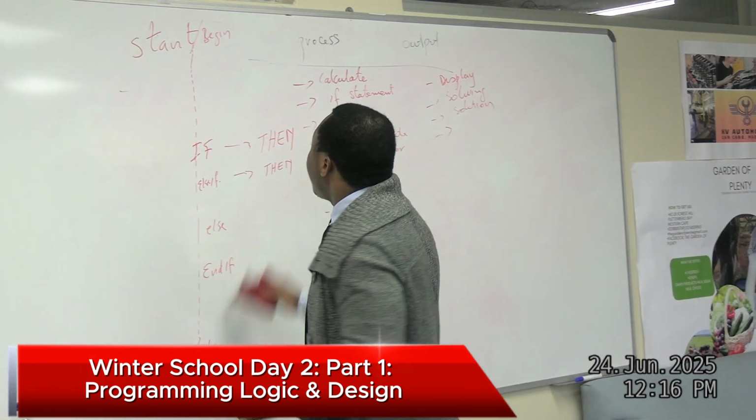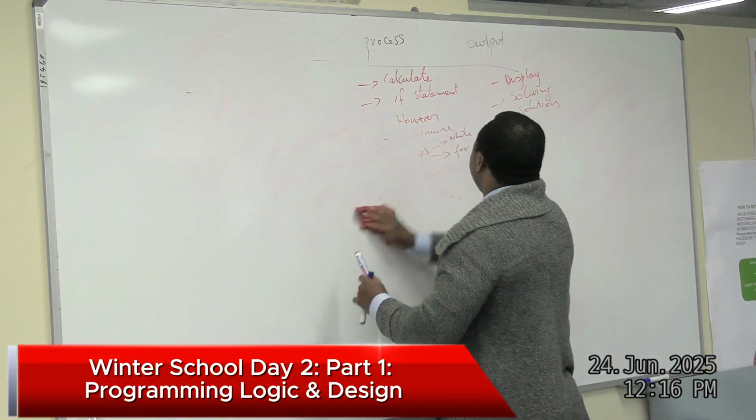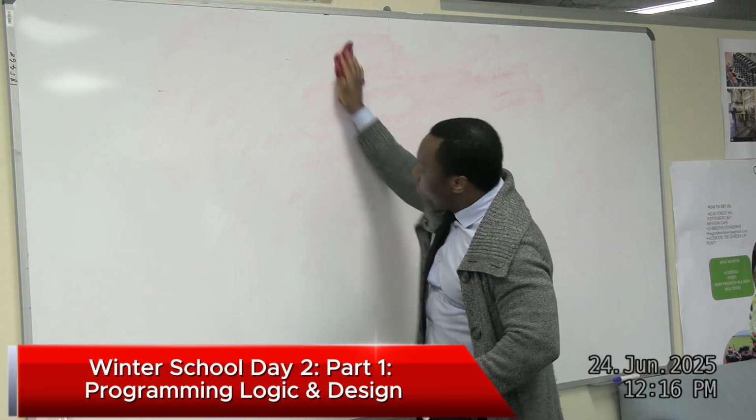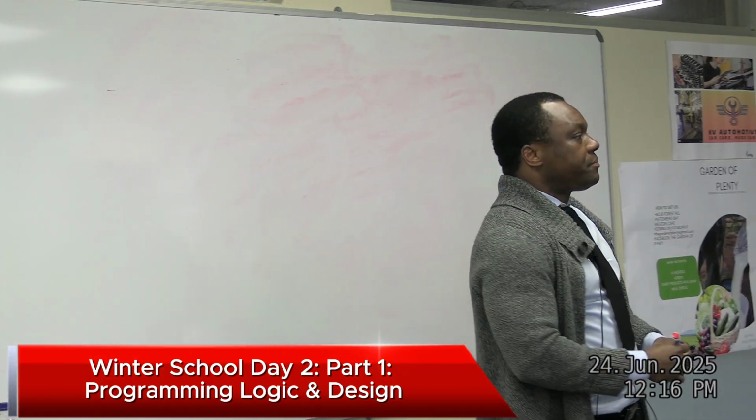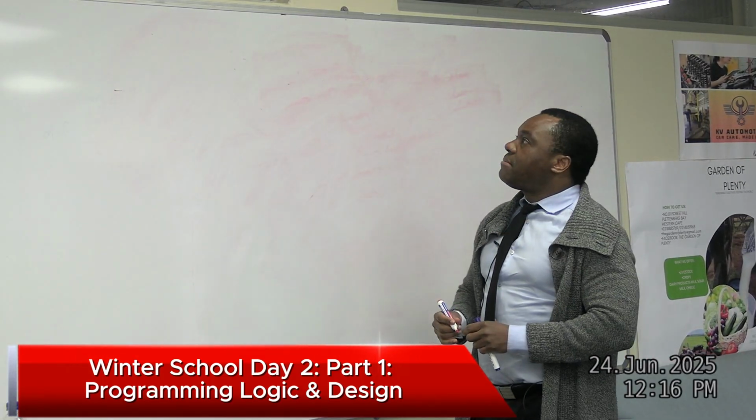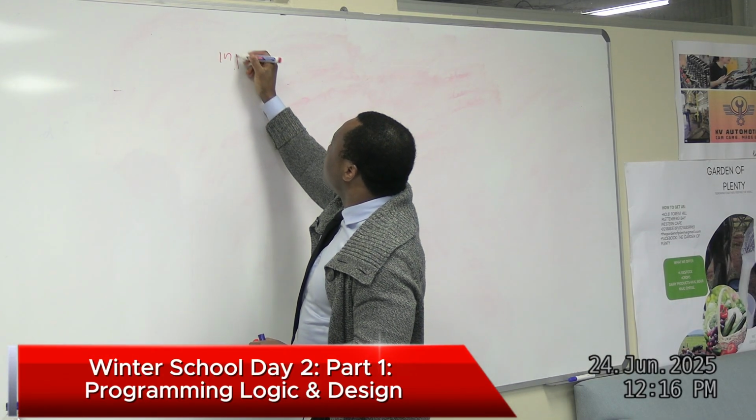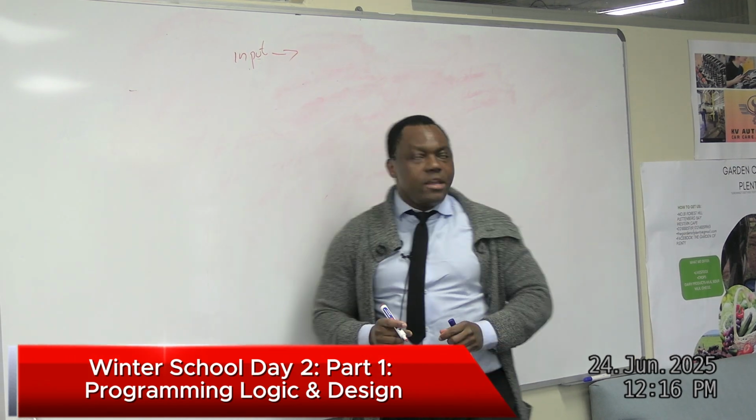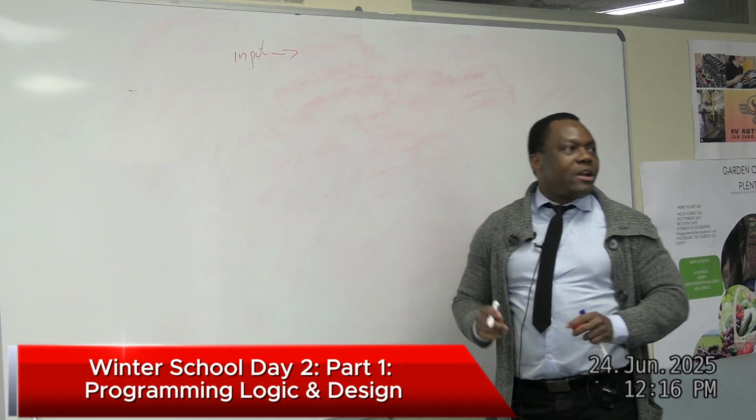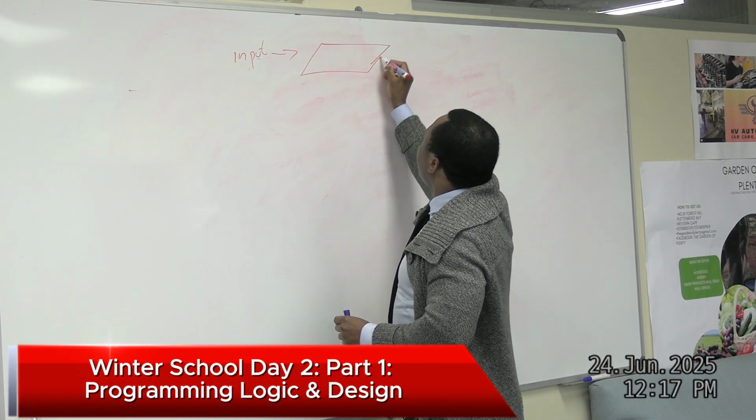Okay? Now, that flow chart, just a second. We came up to the algorithm. We say that the algorithm is represented in diagrams. Input is represented by a diagram called a parallelogram that looks this way. This is for input.